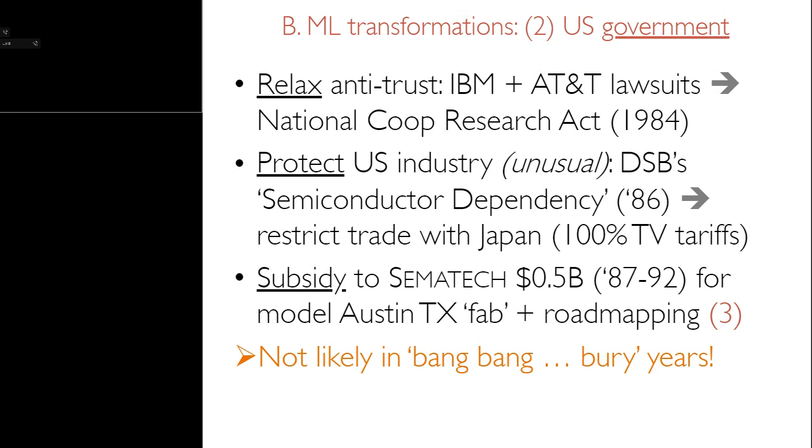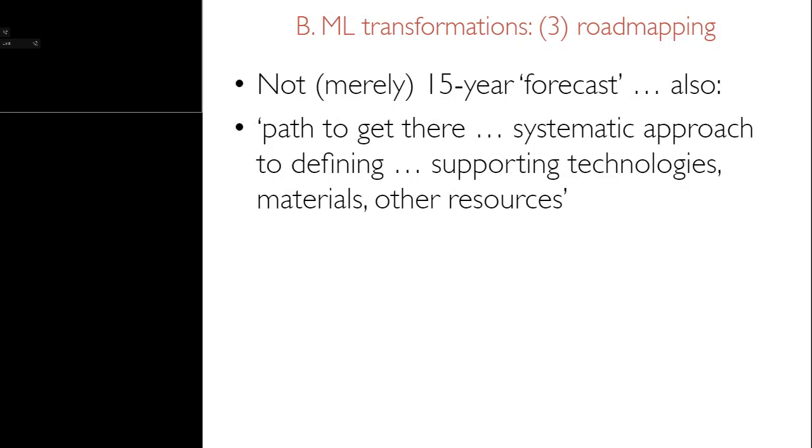Slide number 13, please. This is the third of the major transformations, which is the rise of road mapping. Road mapping itself sometimes is understood as simply making forecasts, a 10-year forecast, or as the industry practiced, a 15-year forecast, but it's not nearly that. Road mapping is a much more detailed and exhaustive process. Next bullet. Road mapping entails a determined, detailed path to get there. You need a logical and systematic approach to defining the needs for supporting technologies, for materials, and other resources.